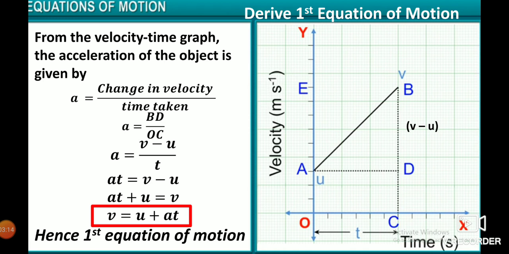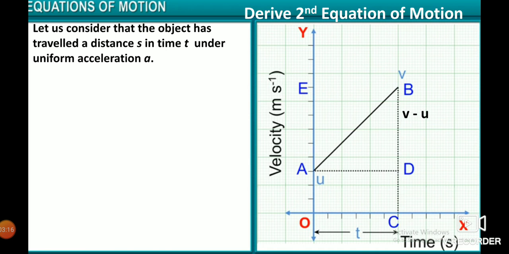Let us derive second equation of motion graphically. For that, we have to consider an object moving from A to B. This would be the graph similar as that of derivation for equation 1. So we consider that the object has traveled some distance s in time t under the uniform acceleration.